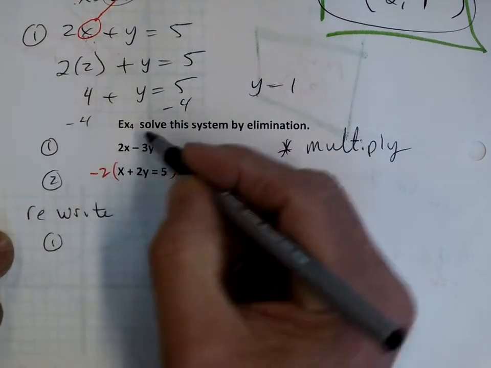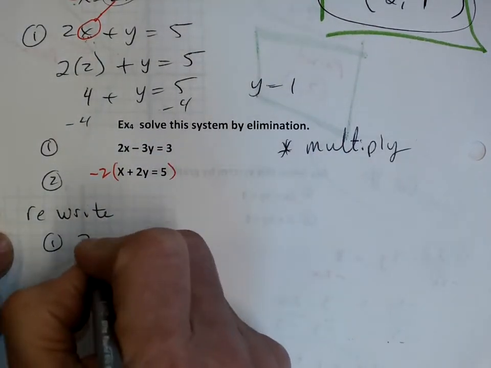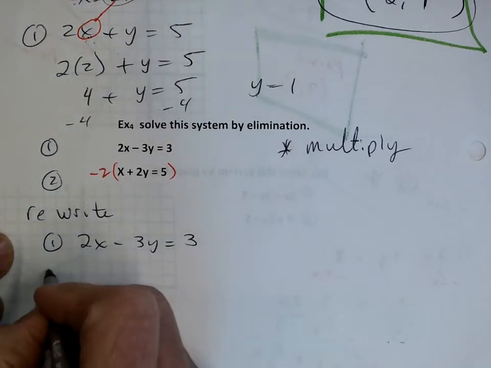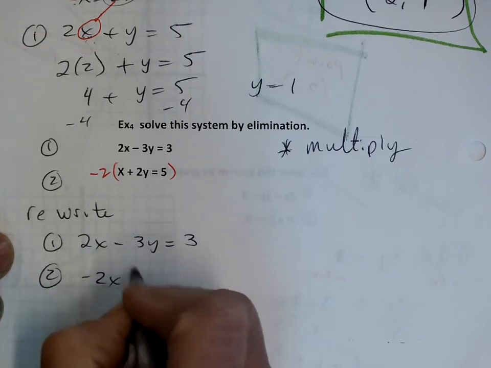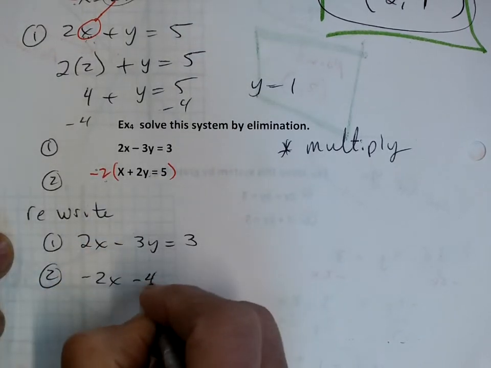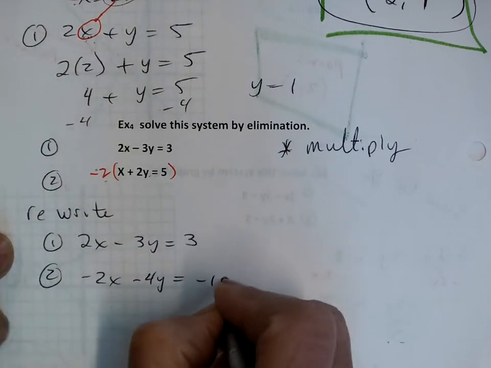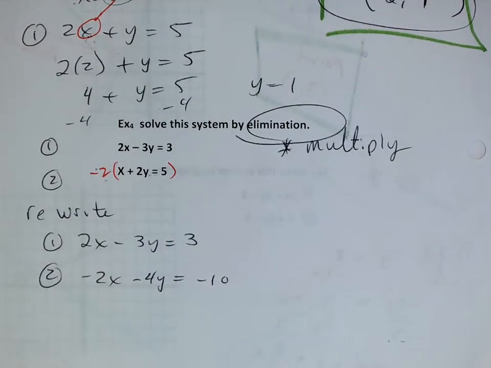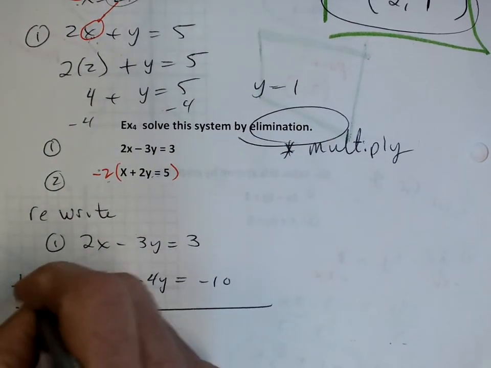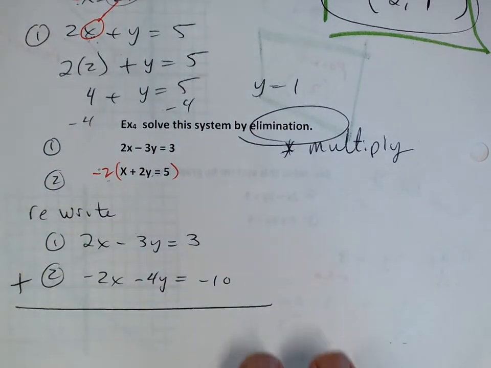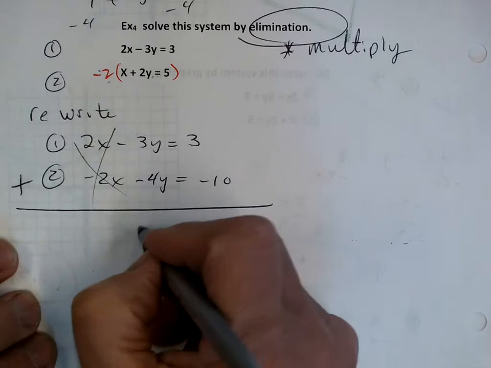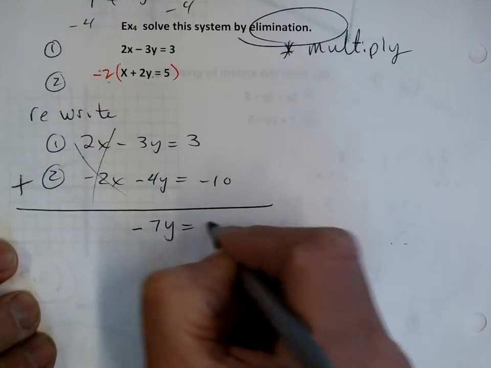Equation 1 I'm going to keep the way it is, because it has the 2x. And then equation 2, I'm going to make equation 2 become a negative 2x, and I'm going to make it a negative 4y equals a negative 10. So you have to multiply all the way through. Otherwise, you would change the problem. Okay. And now we can eliminate, right? Now I can eliminate. So I'm going to add the two equations, and we're going to get those cancel, right? Those are gone. I get a negative 7y equals negative 7.